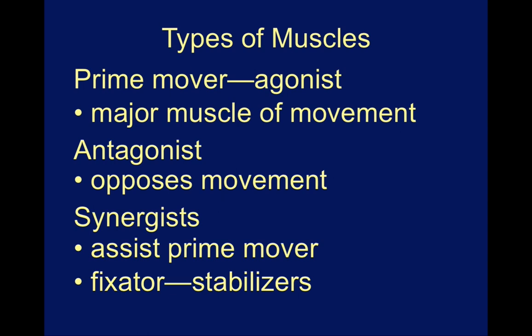However, there's another muscle on the back side of the arm, known as the triceps brachii, that serves as the antagonist to the prime mover. The triceps brachii will facilitate extension of the lower arm, and therefore it opposes the movement of the biceps brachii.